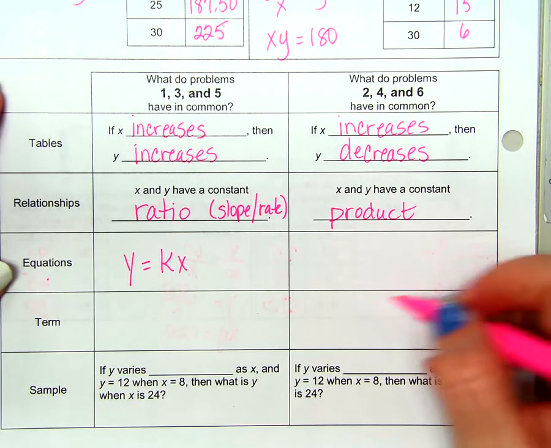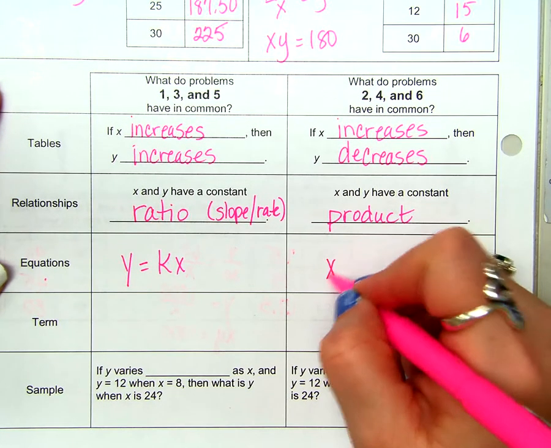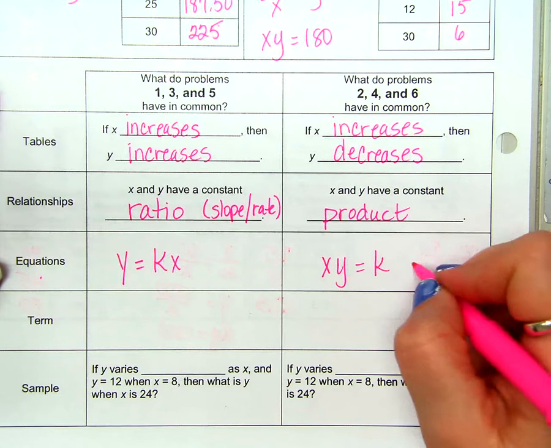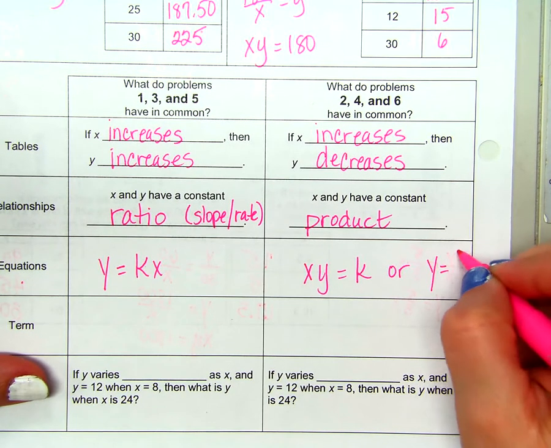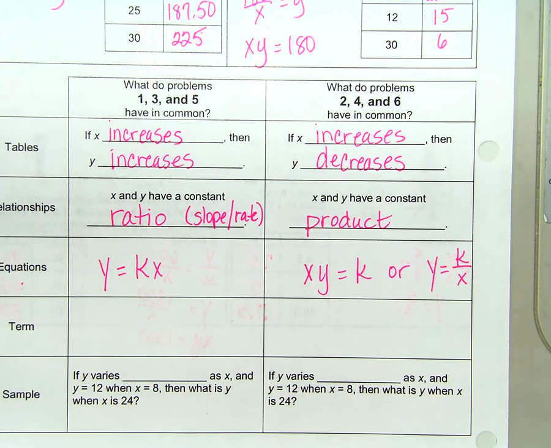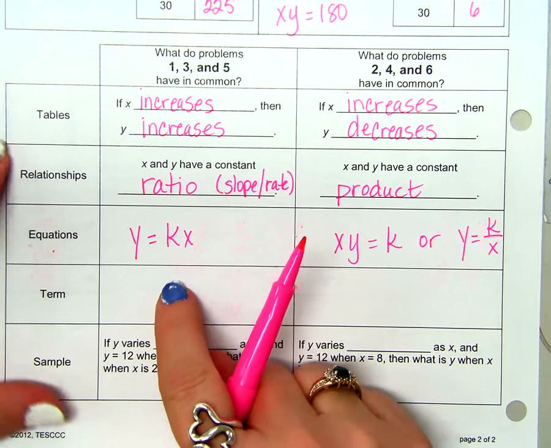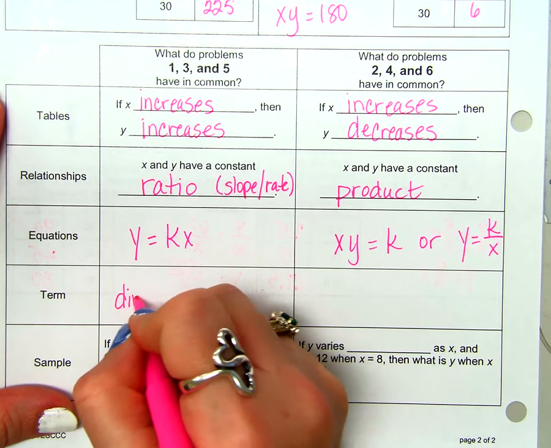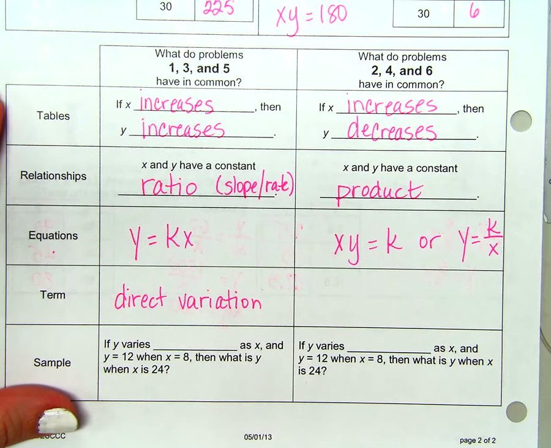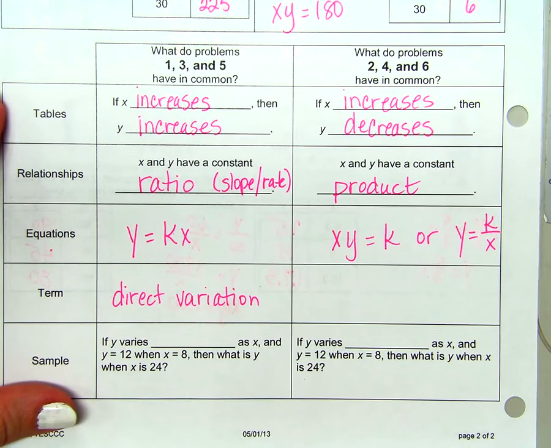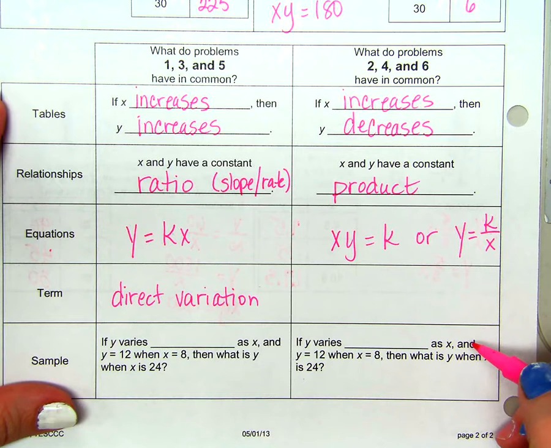Right, so this one, the 2, 4, and 6, x times y equals K. Say it. K over x. Either one of those. And depending on the situation, we might need both. Okay? We want to be able to use one or the other. This one is called excellent, direct variation. This one is called what?